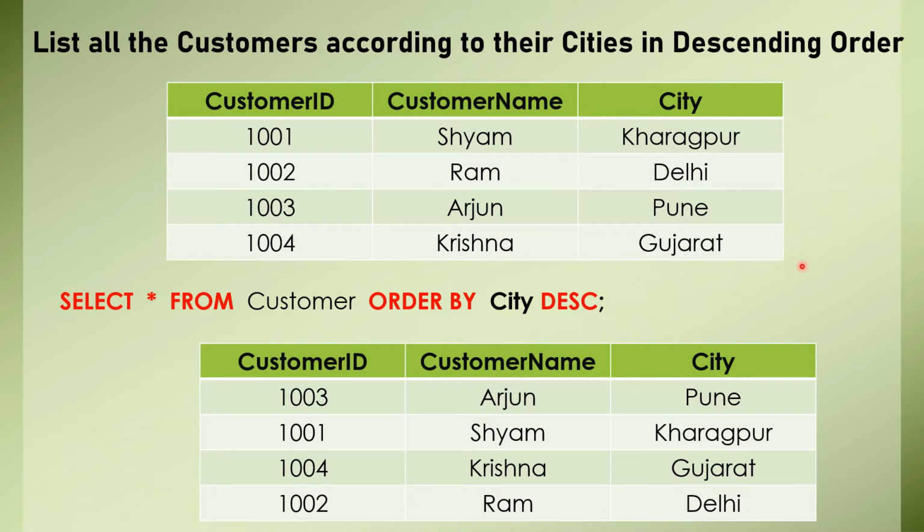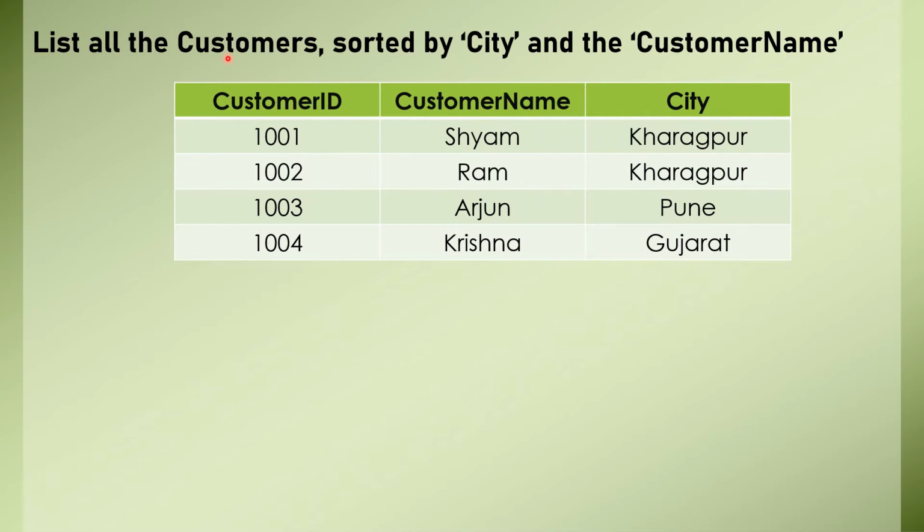Now let us see one very important example which will give you a different variety, meaning how the order by keyword can be used in some other ways. Let us see that. So suppose we have some requirement, something like this. We are having a customer table and we need to list all the customers, but they should be sorted by city and the customer name. Means there are two columns now, and based on these two columns we need to sort this table.